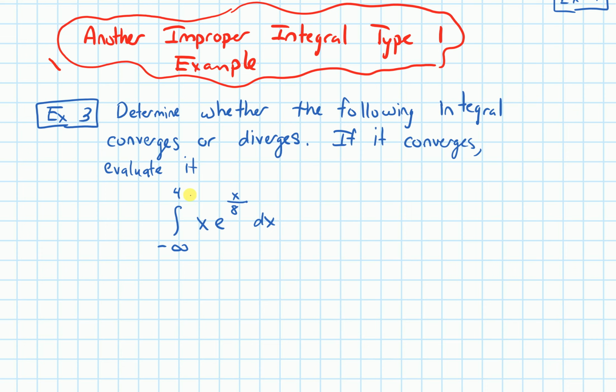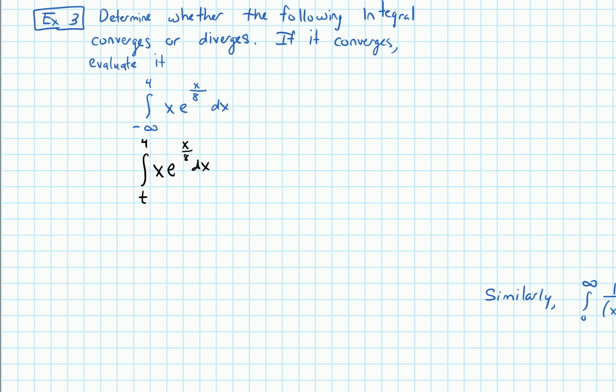So to get started with this improper integral, I know I'm going to need to replace this negative infinity with a t, and then I write everything else as it is, x, and then e to the x over 8 dx. All right, so I'm zooming it out a little bit so I can see more of the page here.